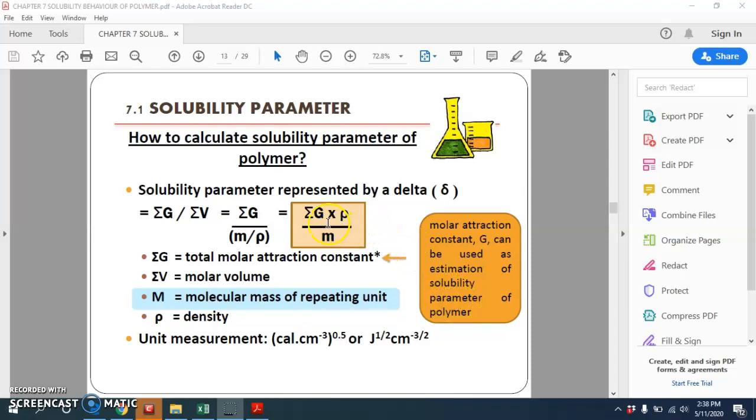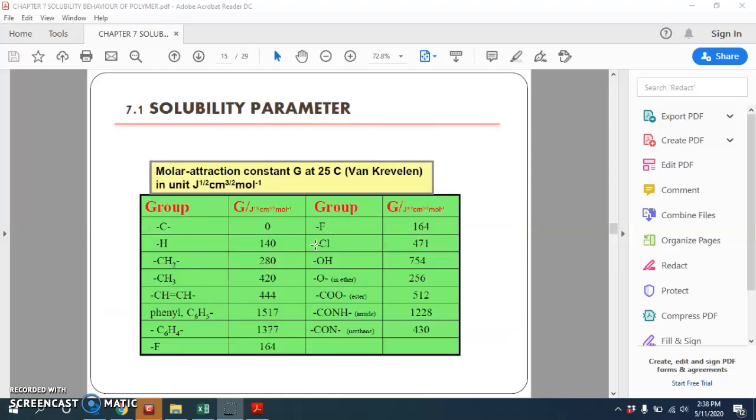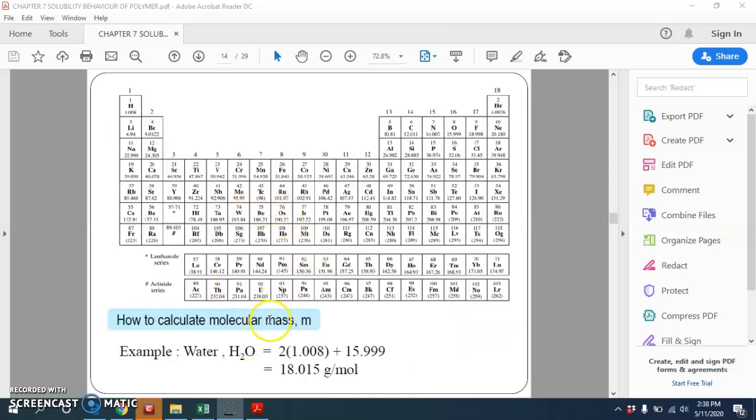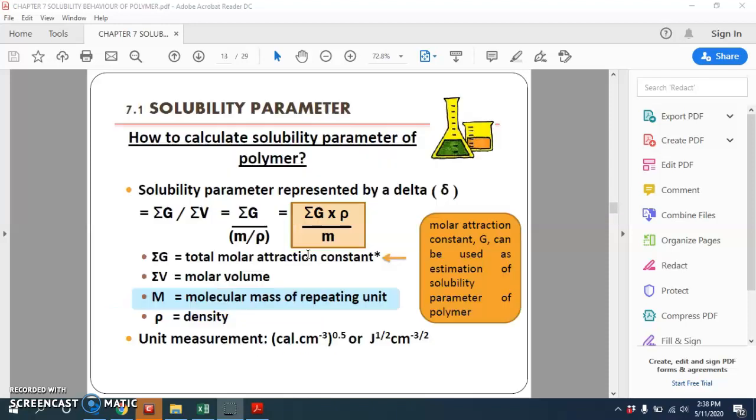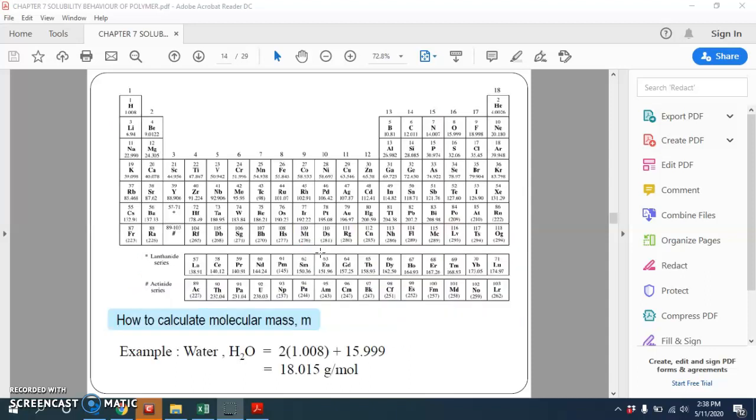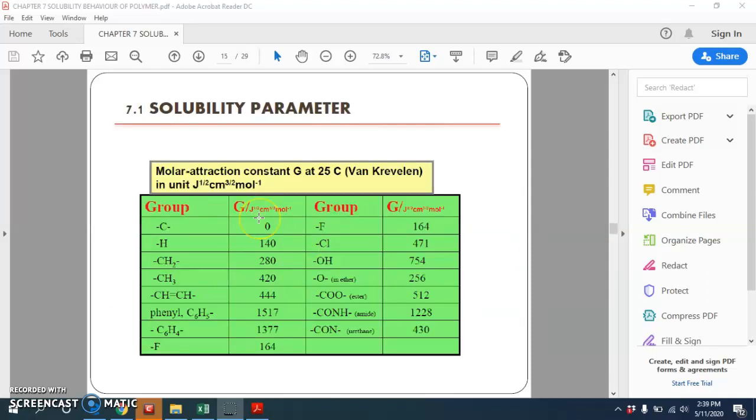So kena ingatlah dia punya equation ni. Okay. So nanti bila dah mula-mula cari dia punya molar mass, and then bila dapat molar mass, kita refer value in one Van Krevelen table ni. So cari molar mass by using this periodic table, and then use this equation by substituting the G volume, the G constant value. And then we will get the solubility parameter value.